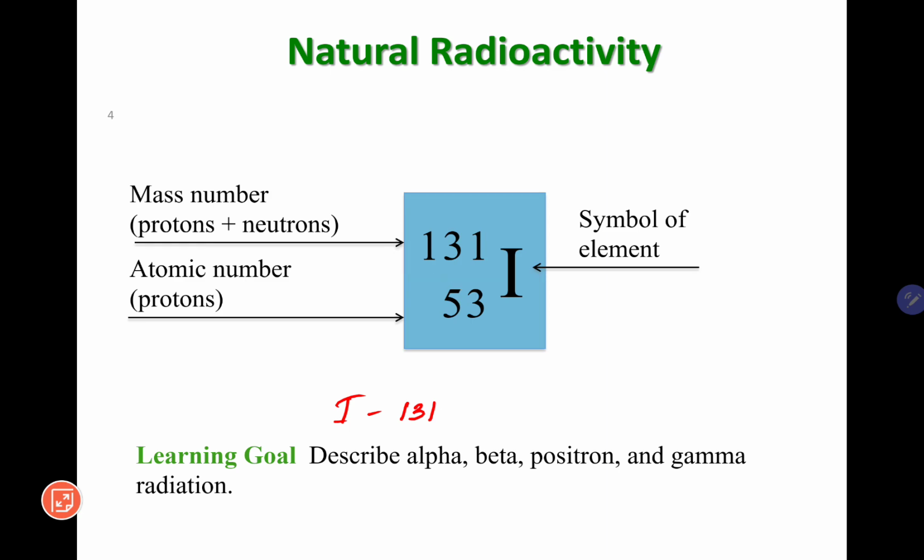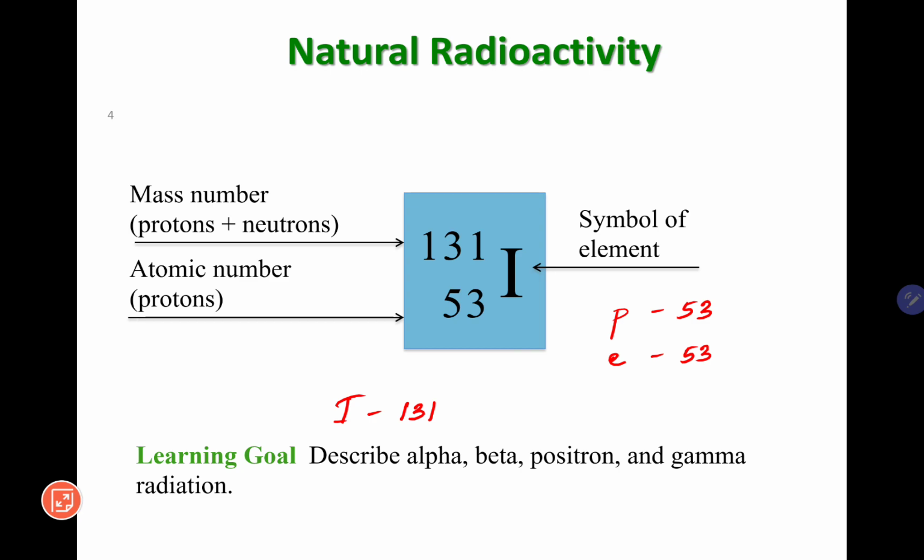The other number present in the atomic symbol is the atomic number. Atomic number is the subscripted number, which is usually the lower number of the two numbers. Atomic number represents the number of protons. So by looking at the atomic symbol, you should be able to determine the number of each subatomic particle. By looking at the atomic number, you know how many protons you have, which is 53 for this particular isotope. The number of protons is equal to the number of electrons in an atom, so you are going to have 53 electrons.